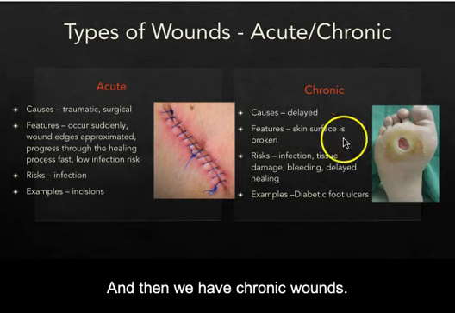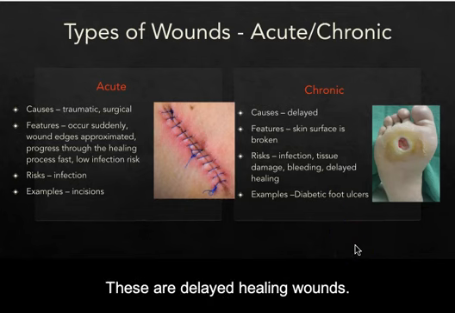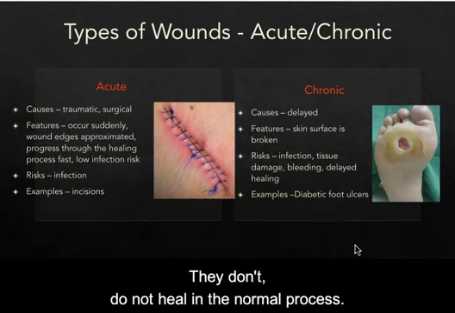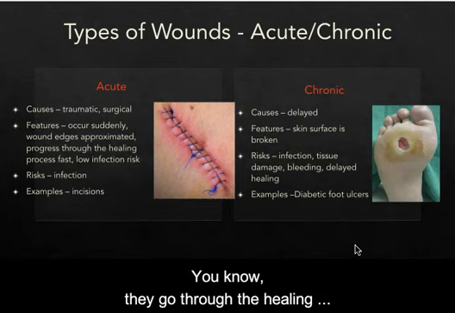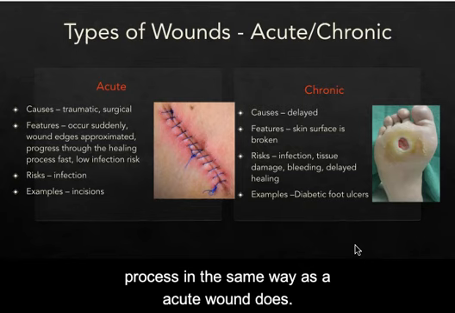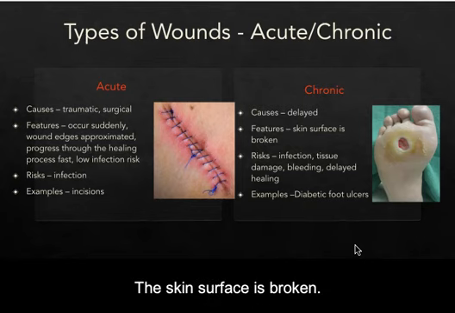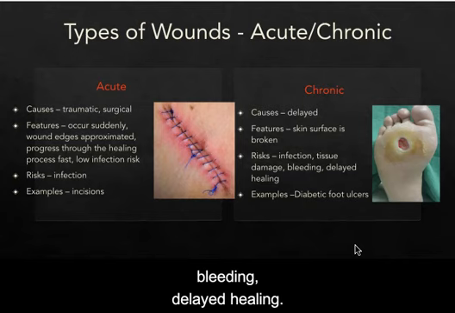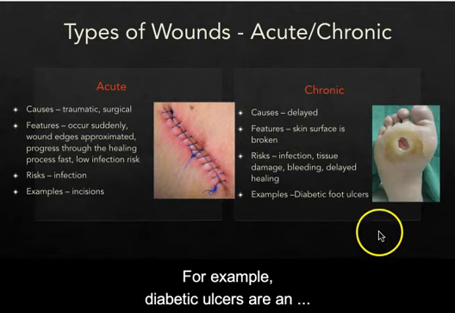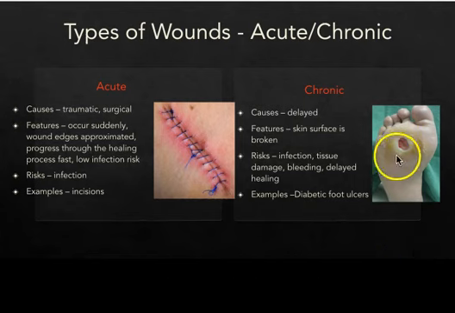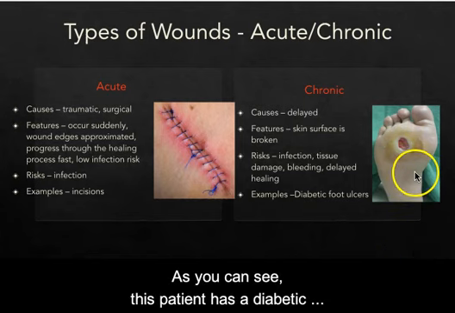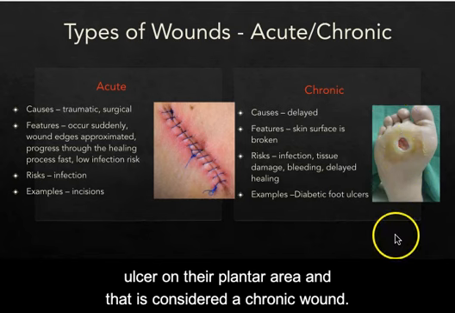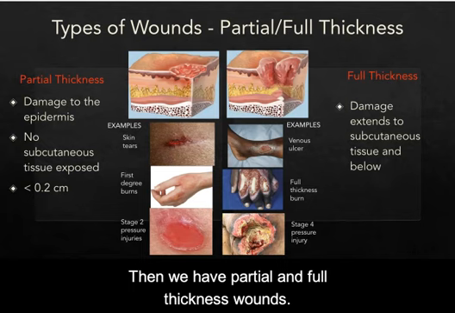And then we have chronic wounds. These are delayed healing wounds. They do not heal in the normal process. They don't go through the healing process in the same way as an acute wound does. The skin surface is broken. You have the risk of infection, tissue damage, bleeding, delayed healing. For example, diabetic ulcers are an example of a chronic wound. As you can see, this patient has a diabetic ulcer on their plantar area, and that is considered a chronic wound.